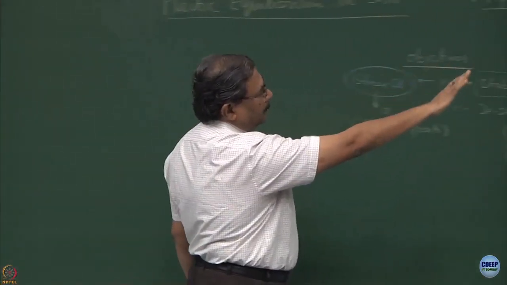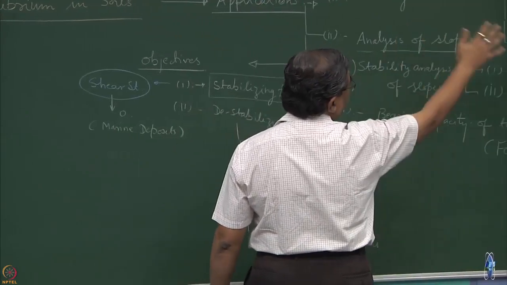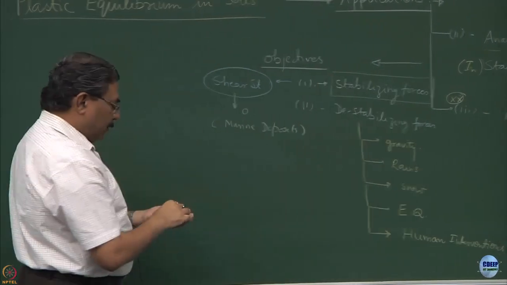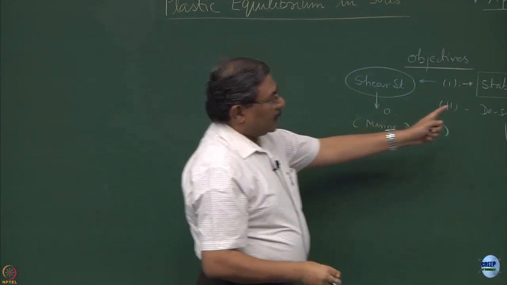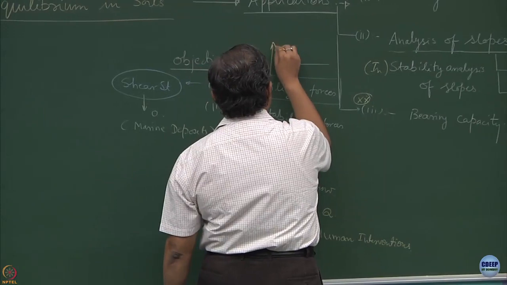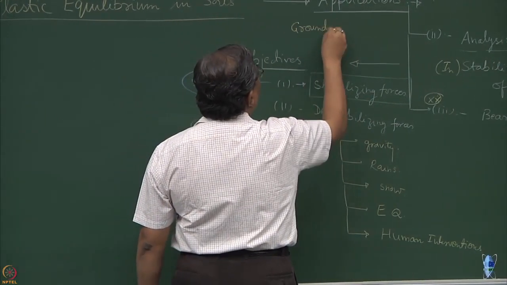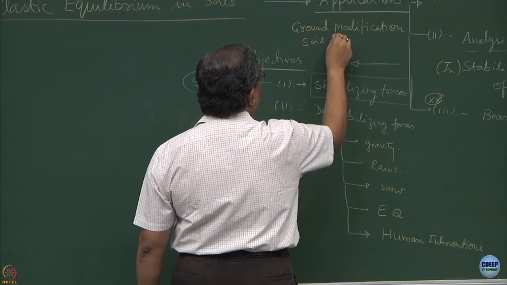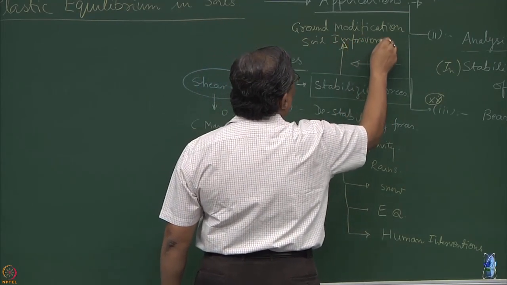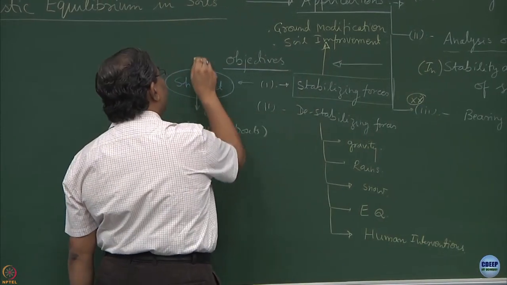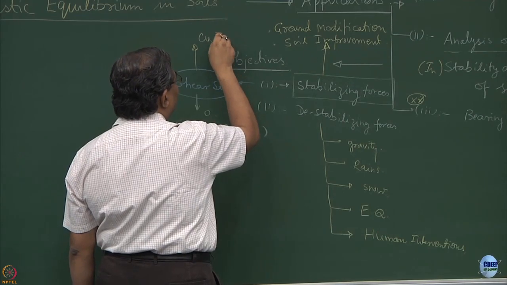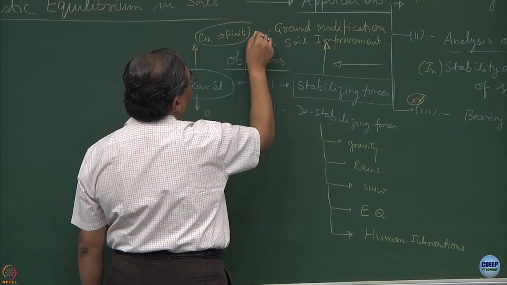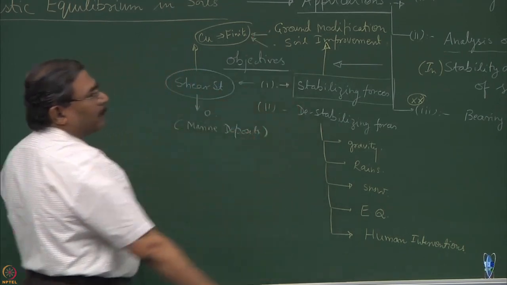Fine. So, these are general concepts which I have talked about. The applications are in so many areas and objectives. So, for that matter, one of the objectives of stabilizing forces enhancement could be, let us say, ground stabilization or ground modification, or soil improvement. Starting from shear strength 0, they will bring it up to a value where Cu becomes greater than, let us say, finite. And this finite value is obtained because of ground modification, because of soil improvement.